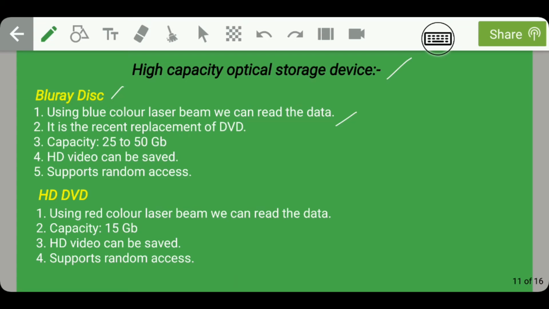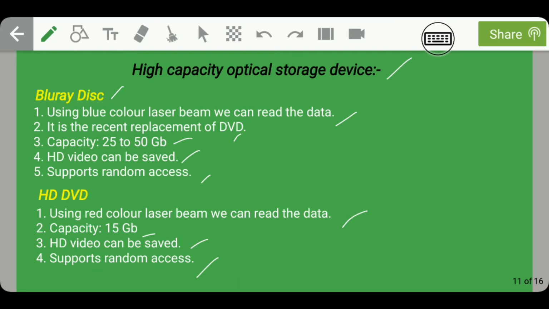So guys, this Blu-ray disc is the recent replacement of DVDs. It provides a capacity of 25 to 50 GB. Moreover, HD videos can be saved in this Blu-ray disc and it supports random access. Guys, moving on to the second example of this high capacity optical storage device, that is HD DVD. In this case, using a red color laser beam, we can read the data and it provides a capacity of 15 GB. Moreover, HD videos can be saved and it supports random access.